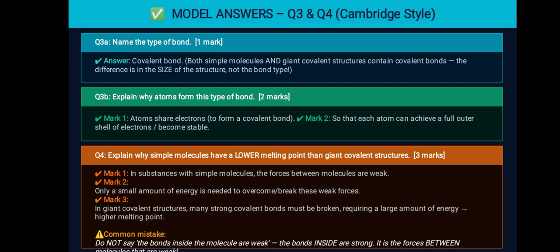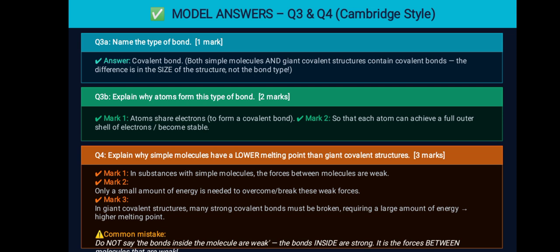Question number 4 is the big question. Explain why simple molecules have a lower melting point than giant covalent structures. In substances with simple molecules, the forces between the molecules are very weak. Only a small amount of energy is needed to overcome these weak forces between molecules. While in giant covalent structures, many strong covalent bonds must be broken throughout the structure, which requires a large amount of energy. So the melting point is much higher.